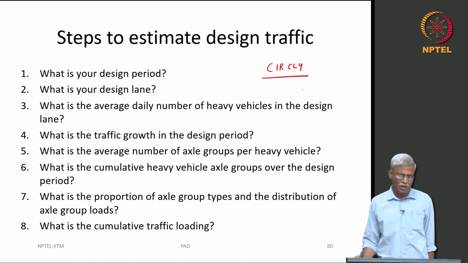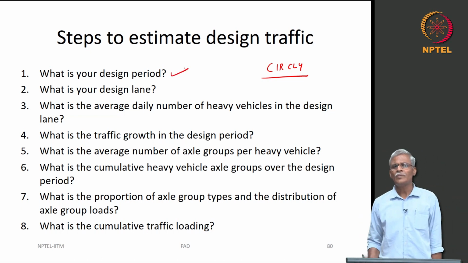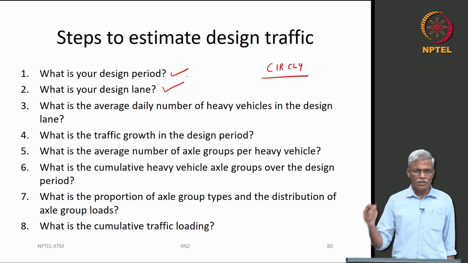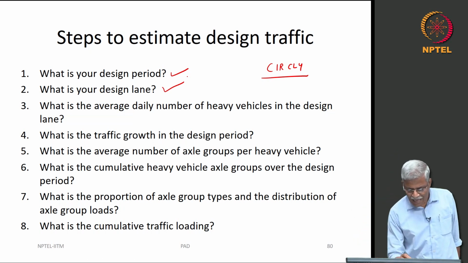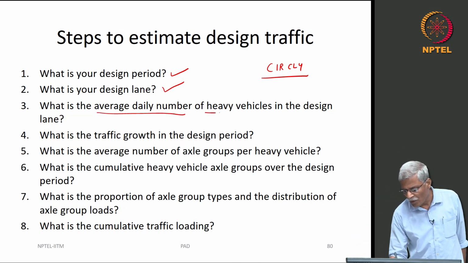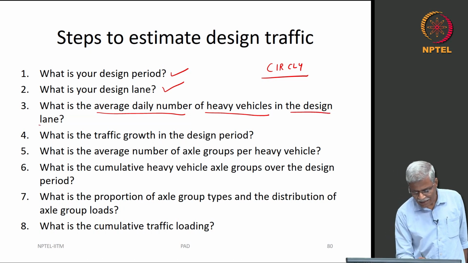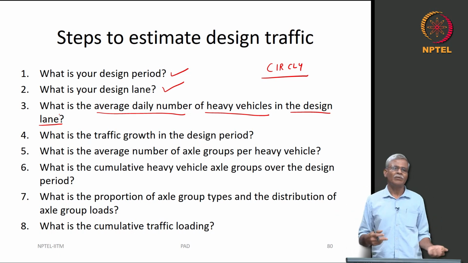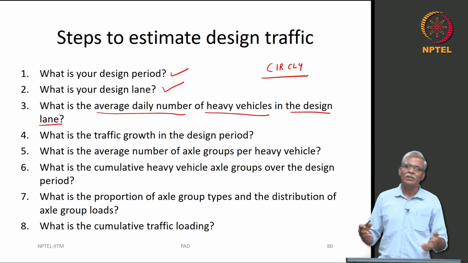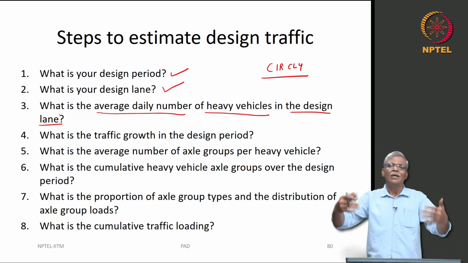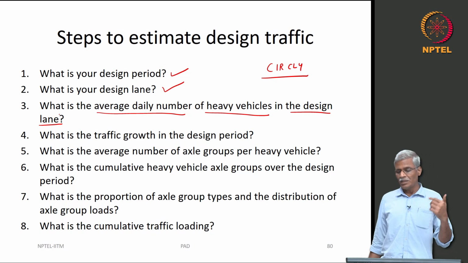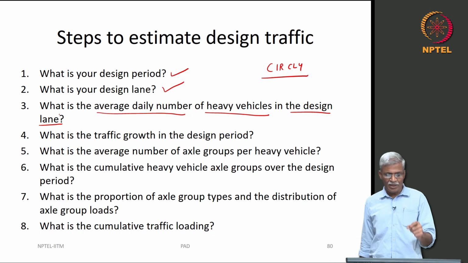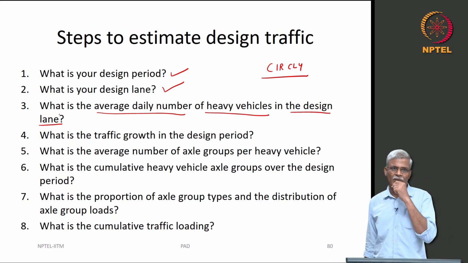Okay. The first thing is, what is your design period? Do we ask this question in IRC 37? Yes. What is your design lane? Yes, we ask the same thing. What is the average daily number of heavy vehicles in the design lane? Slowly we start deviating, and the details that are required as part of the Australian design method become a lot more comprehensive as you go along. Okay. Average daily number of heavy vehicles.